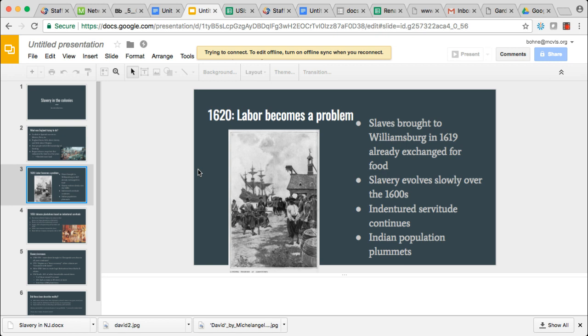The British still knew nothing much about slavery at this time. There wasn't really slavery in Northern Europe. The first slaves were brought to Williamsburg in 1619. Well, they were already exchanged for food because of the starvation they had going on there. There were very few people of African ancestry shown in their census between 1624 and 1625. And slavery evolved in the 1600s as a very slow process here. There weren't many being brought.